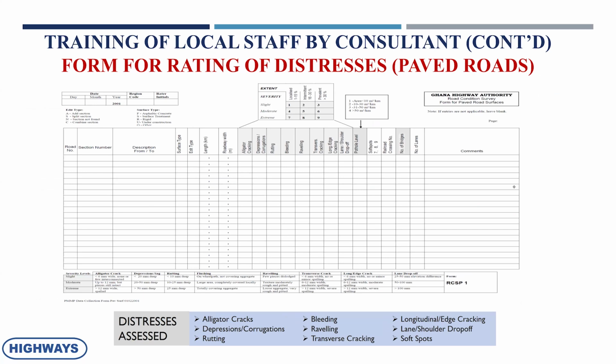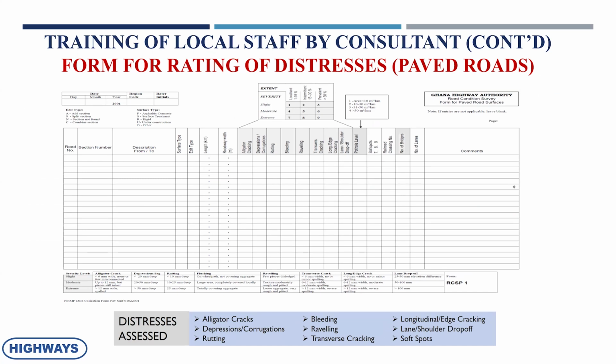Okay, for paved roads, we look at alligator cracks. We assess depressions and corrugations, rutting, bleeding, raveling, transverse cracking, longitudinal or edge cracking. Then we look at lane or shoulder drop-off, and then soft spots.